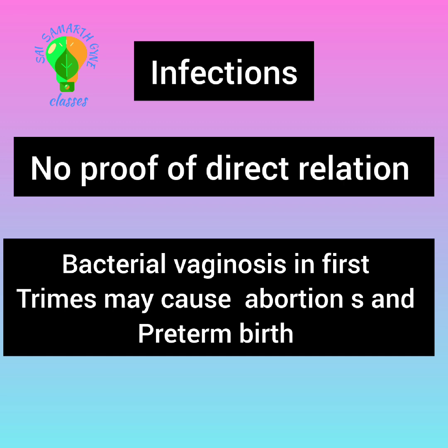Then infections. Toxoplasma, rubella, cytomegalovirus and all that have been given a lot of importance, but there is no proof of a direct relation and they do not require too much investigation. Bacterial vaginosis, if it is there in the first trimester, may be related to abortions and preterm labor, but otherwise infections do not play a very important role in recurrent abortions. In sporadic cases it can be there.